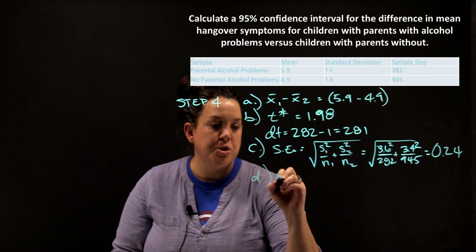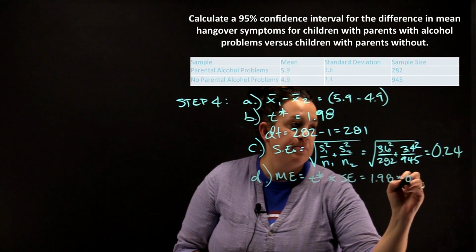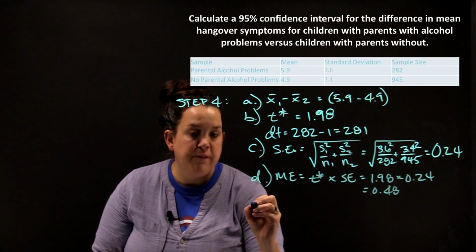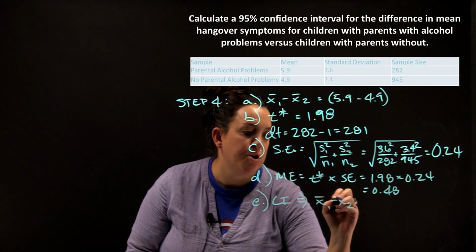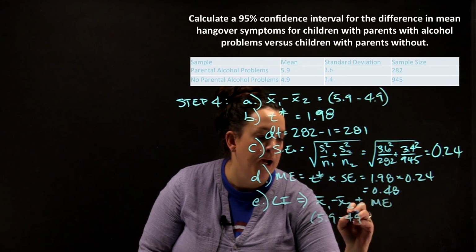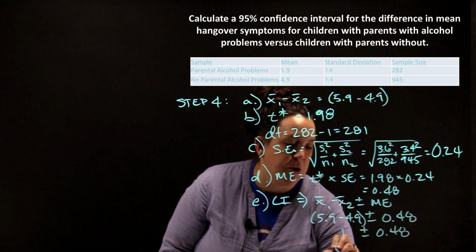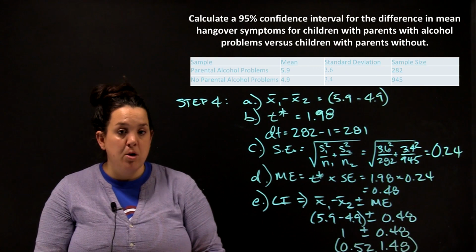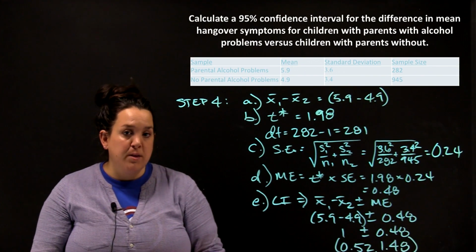Then when you calculate margin of error, remember that that's the T-star times standard error. So we have 1.98 times the standard error we just calculated. So we'll come up with a margin of error equal to 0.48. Then finally, when we calculate our confidence interval, we have x bar 1 minus x bar 2 plus or minus the margin of error. And so we'll have 5.9 minus 4.9 plus or minus 0.48. So 1 plus or minus 0.48. And then we come up with an interval ranging from 0.52 up to 1.48. So remember, because you're comparing groups and 0 isn't included, there is in fact a difference in mean hangover symptoms. And in step 5, we'll make that interpretation.